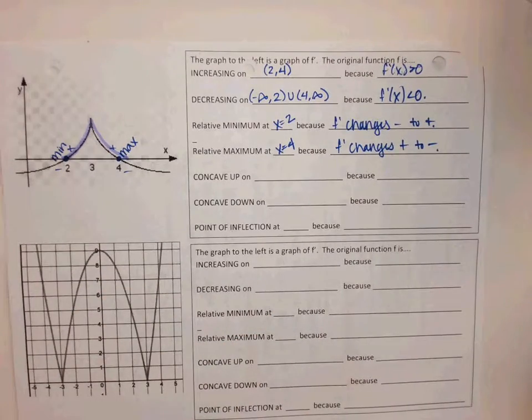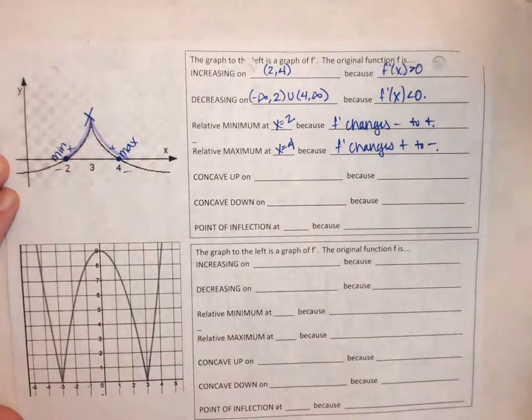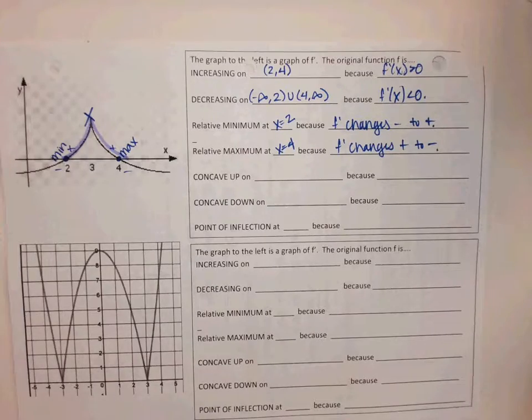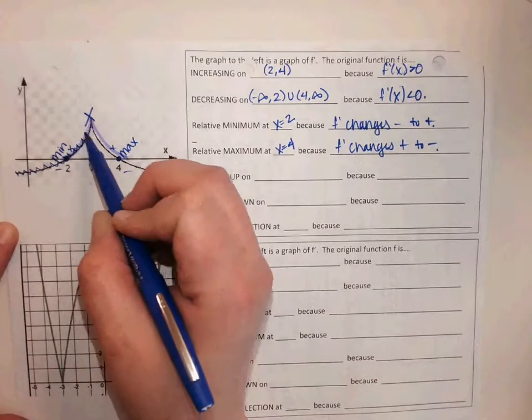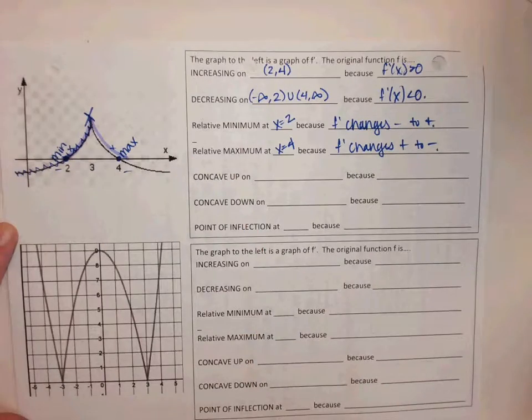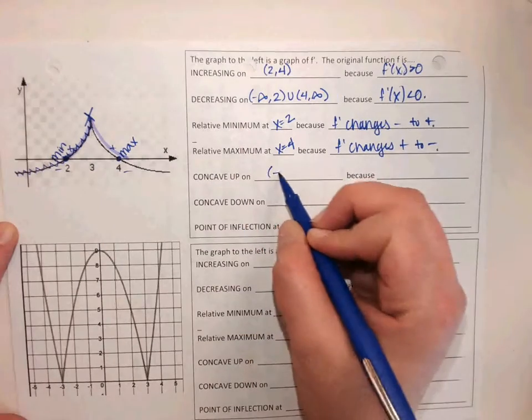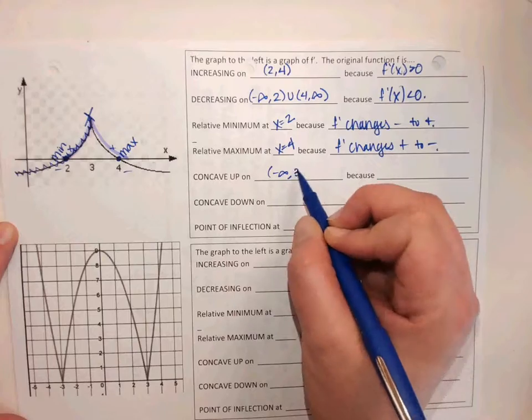Now when you get to concavity, that's where it's a little tricky. You're looking at the what of the graph? The slope. Put an x anywhere that the slope changes direction. How many x's should you be putting down? 1. Where should it be? At 3. Before 3, what's the slope? Positive. Is that concave up or concave down then for the original graph? Up. So negative infinity to 3.